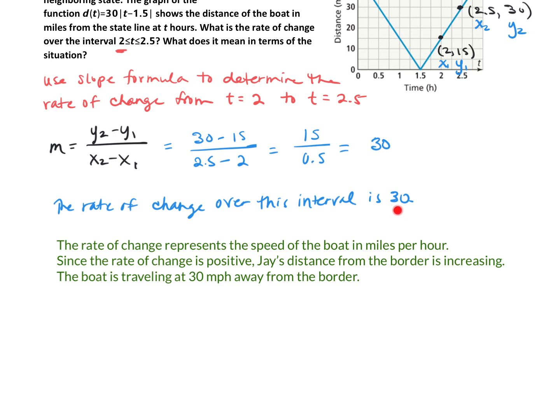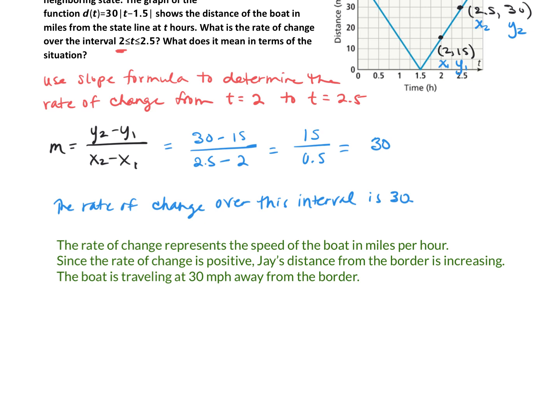So if we notice, we got a positive rate of change. So since the rate of change is positive, Jay's distance from the border is increasing. So remember, when he's driving to his friend's house, he's getting closer, so the distance to the border is going down because he has less to travel to get there. He's getting closer and closer, so he's got less distance to travel. Once he turns around and heads back home, now his distance is increasing. It's getting bigger, bigger, bigger as time goes on. So what that means is that his distance from the border is increasing. The boat is traveling at 30 miles per hour away from the border.